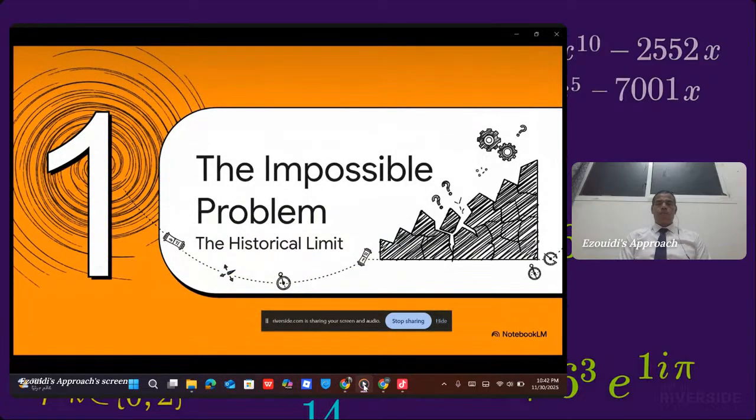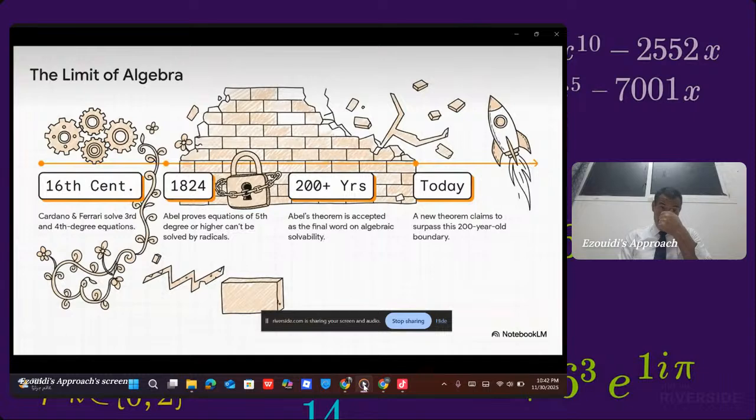To really get why this is such a huge deal, we've got to take a quick trip back in time and look at the history behind this supposedly impossible problem. So, way back in the 16th century, mathematicians were on a roll. They cracked the code for third and fourth degree equations. But then, they hit a brick wall, a big one. In 1824, a mathematician named Niels Henrik Abel proved you just couldn't do the same for the fifth degree and up. And for 200 years, that was it. Case closed. Until maybe now.